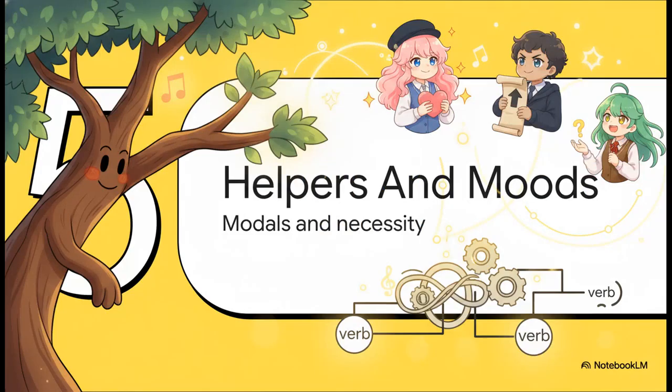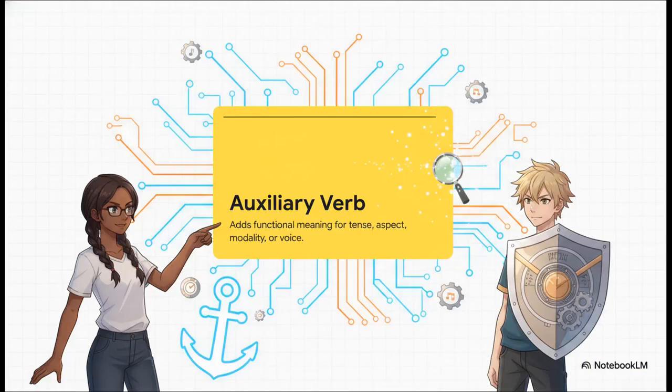Okay, Section 5, Helpers and Moods. Modals. Giving action, mood, and necessity. We define auxiliary verbs as the crucial support system. They usually accompany the main semantic verb. Think of it like this. The main verb gives you the core content, but the auxiliary verb adds the functional meaning. It expresses the tense, the voice, and the emphasis. They are the ultimate behind-the-scenes helpers.